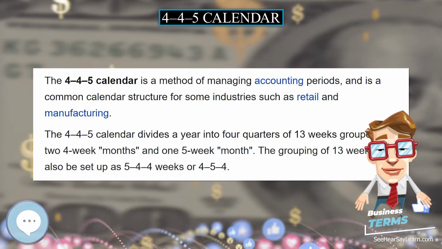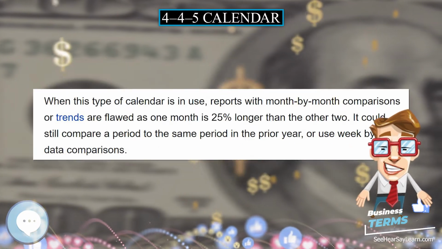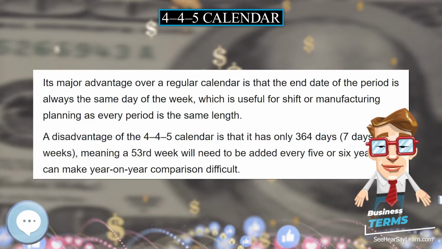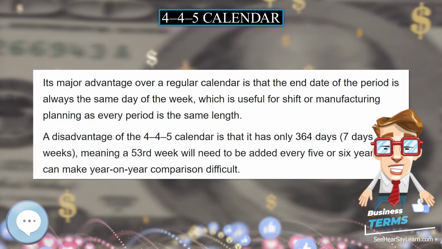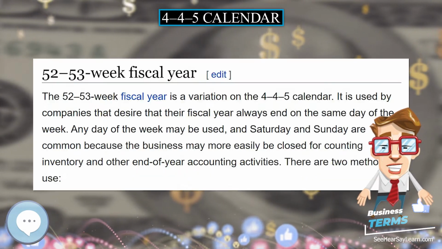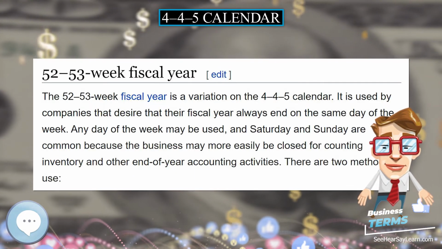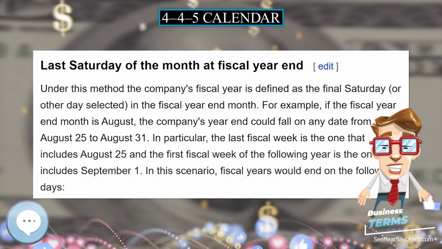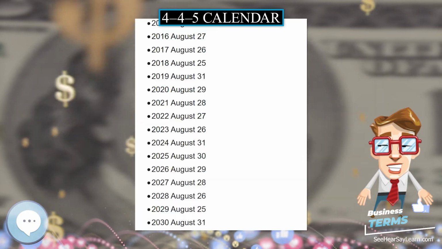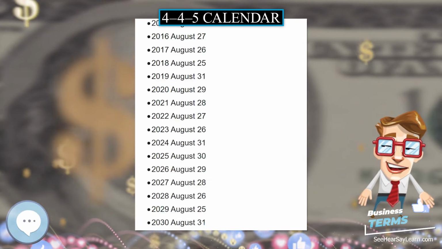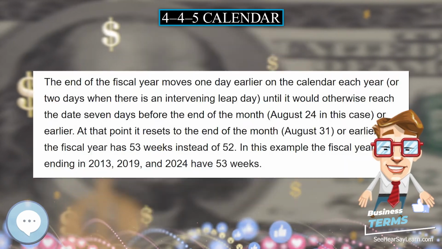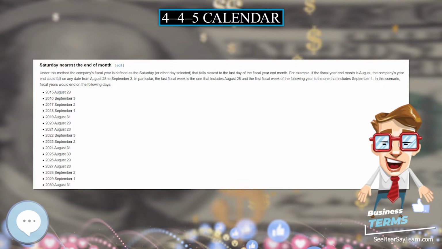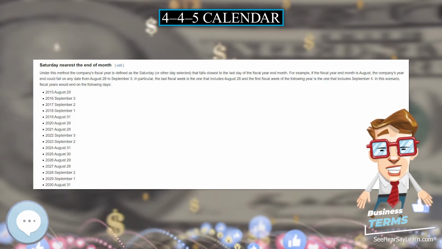In this scenario, fiscal years would end on the following days. The end of the fiscal year moves 1 day earlier on the calendar each year, or 2 days when there is an intervening leap day, until it would otherwise reach the date 7 days before the end of the month, August 24th in this case, or earlier. At that point it resets to the end of the month, August 31st, or earlier, and the fiscal year has 53 weeks instead of 52. In this example the fiscal years ending in 2013, 2019, and 2024 have 53 weeks.